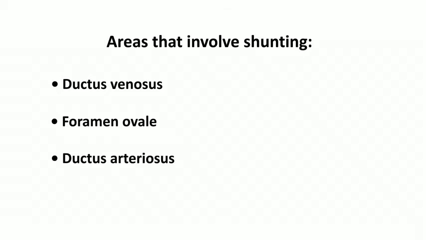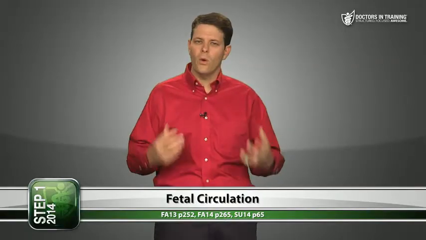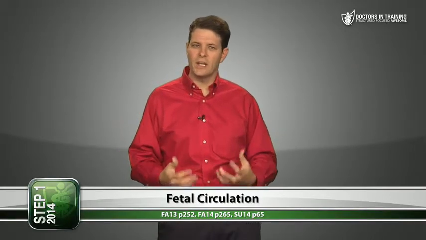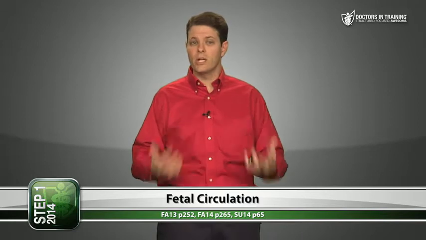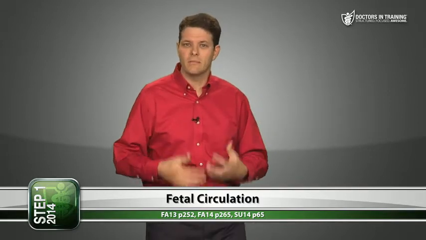So make sure you know all three of those shunts. So what's going to happen at birth that causes all this to shut down? Basically, it's respiration. The baby starts breathing, and that closes down the fetal circulation and creates an adult circulation.